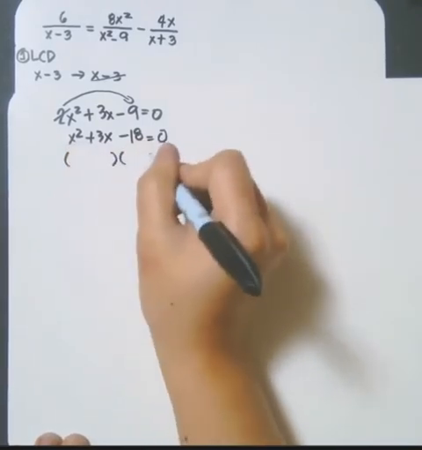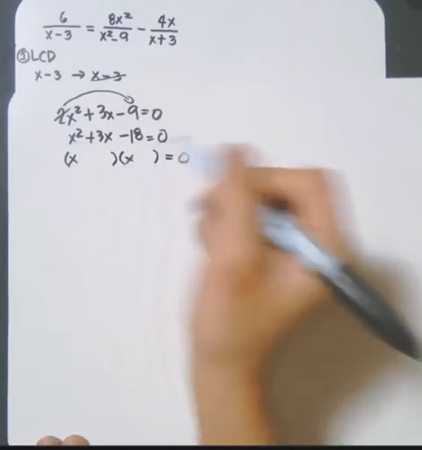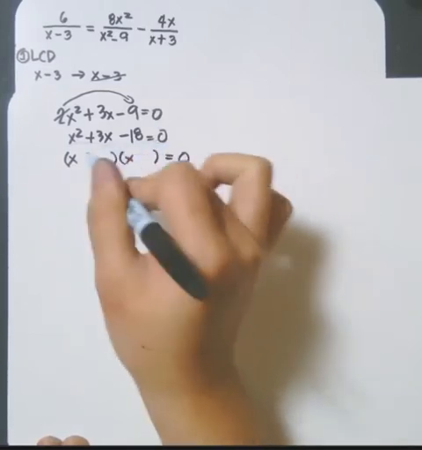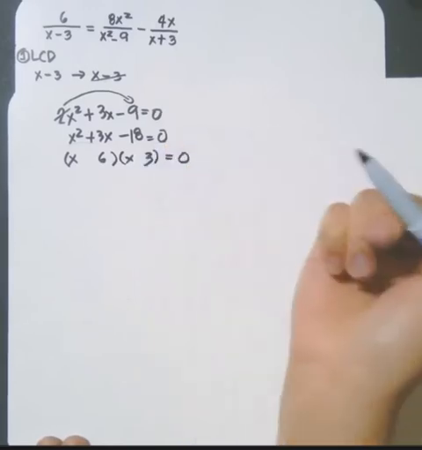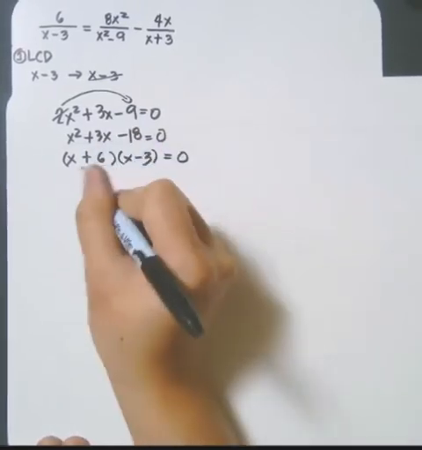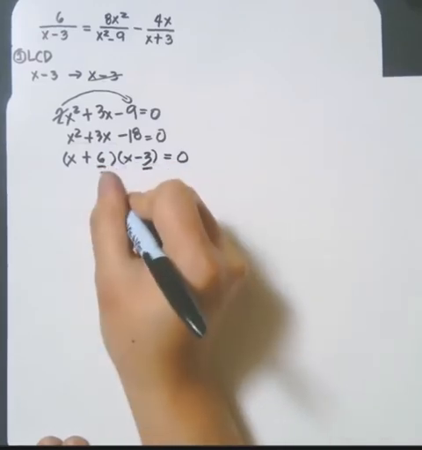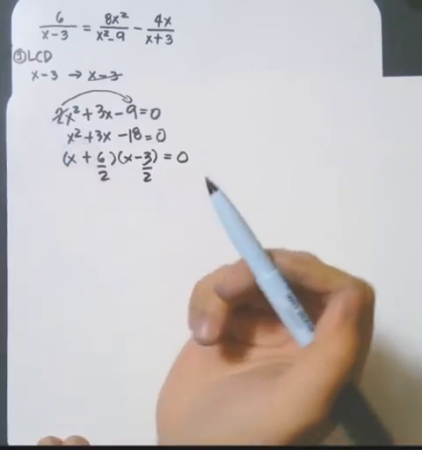Now let's factor this out. Factors of x squared are x and x. Factors of 18 that will give us 3 when we add or subtract them are 6 and 3. This should be positive and the other one will be negative. And then we divide our second terms by 2. We got 2 from the numerical coefficient of x squared.